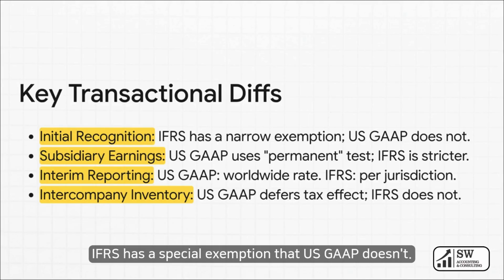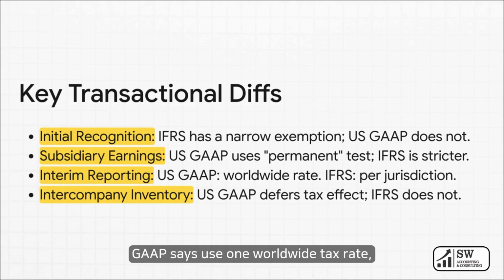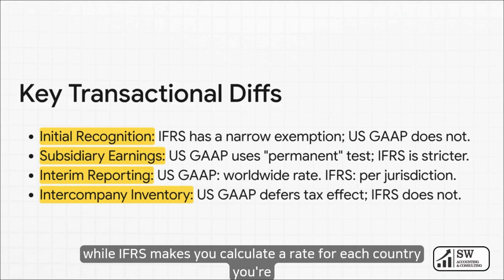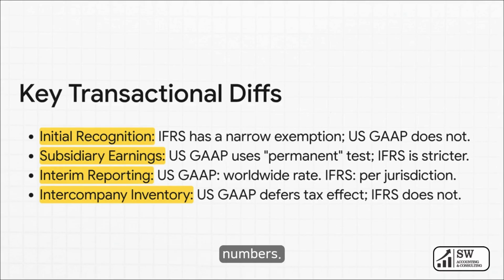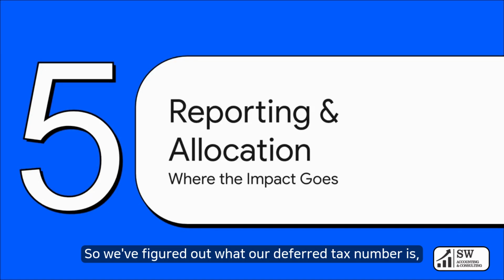Like with leases, IFRS has a special exemption that US GAAP doesn't. Or for your quarterly reports, GAAP says use one worldwide tax rate, while IFRS makes you calculate a rate for each country you're in. Every single one of these can create a pretty big difference in the final numbers.